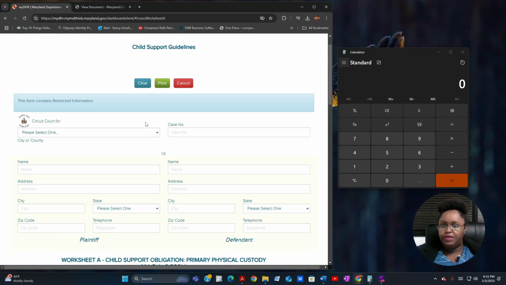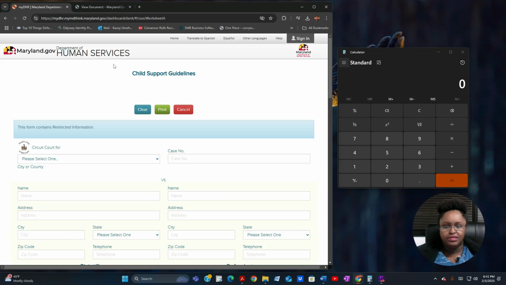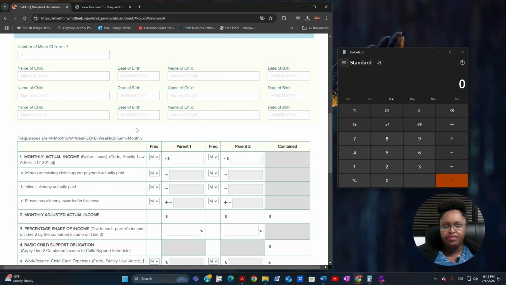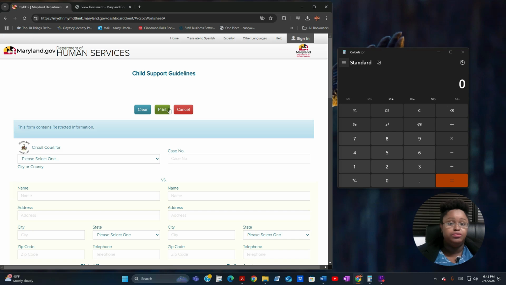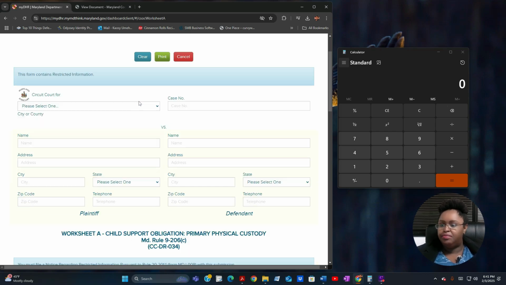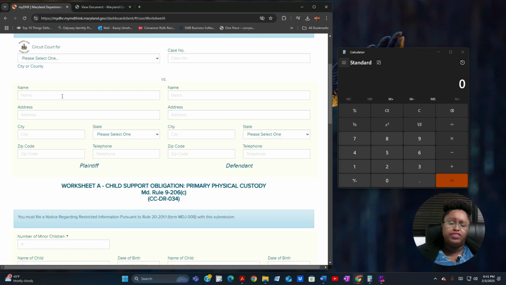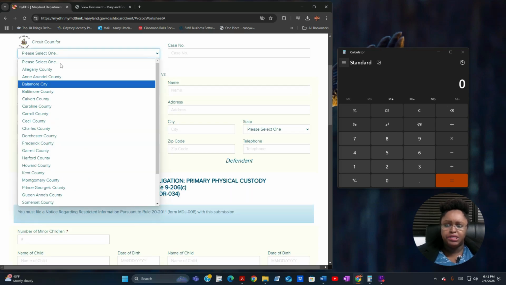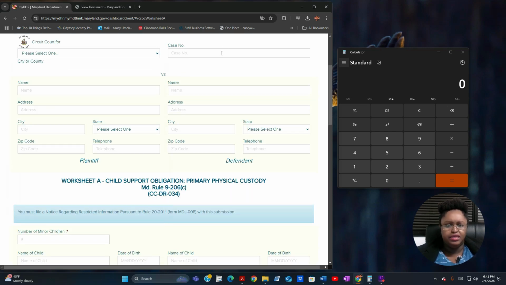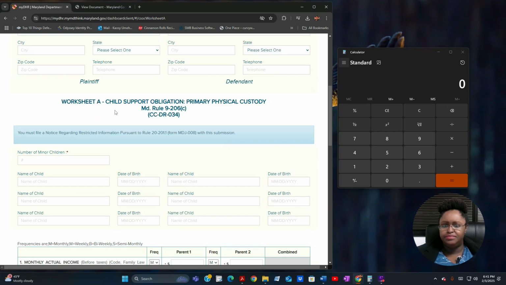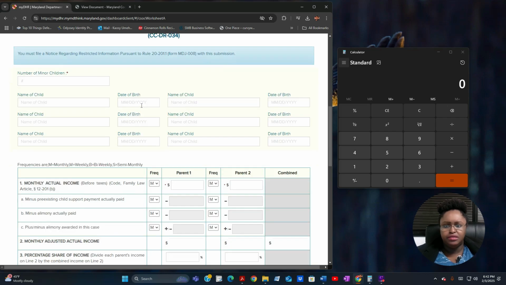So when we get on this page, this is now the guidelines page. At the end of it, you will press print, and the website will produce for you a child support worksheet. But anyway, let's start here. If this was an actual court case, I would go in here, pick the county, put in the case number, put in the names of my plaintiffs. But this isn't a court case, so we're just going to do this.